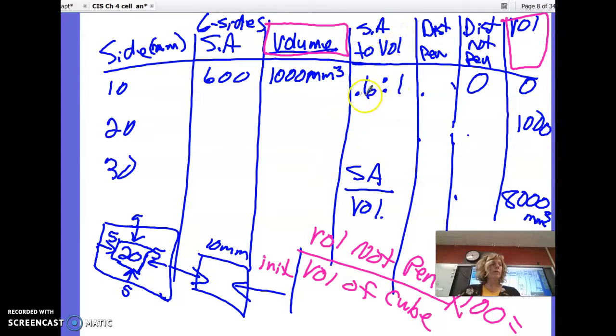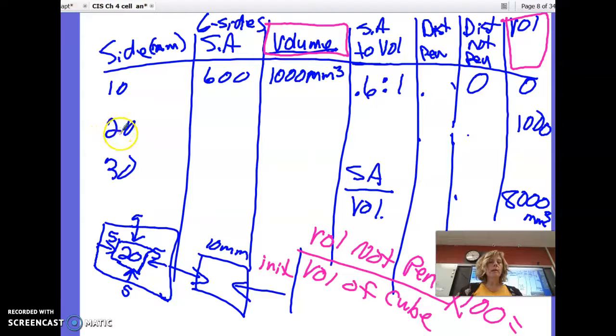And then surface area to volume ratio is really taking that surface area divided by the volume. We want to express this as a ratio. I would like you to express that as a ratio, not a fraction. So if I take 600 divided by 1,000, it is 0.6, and that's a 0.6 to 1 ratio. That's what our ratio is. So 0.6 of cubic millimeters of surface area. Sorry, that's squared millimeters to 1 cubic millimeter of volume. So it's 0.6 to 1.